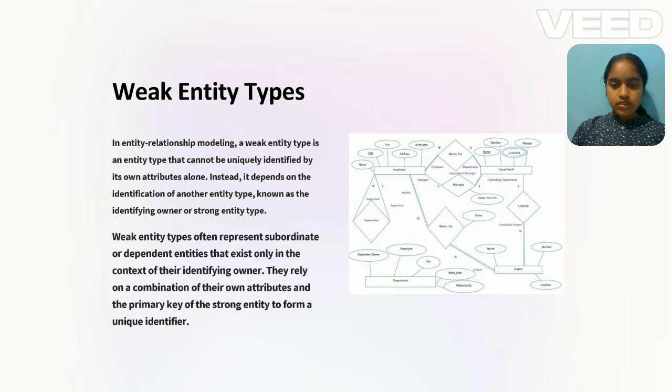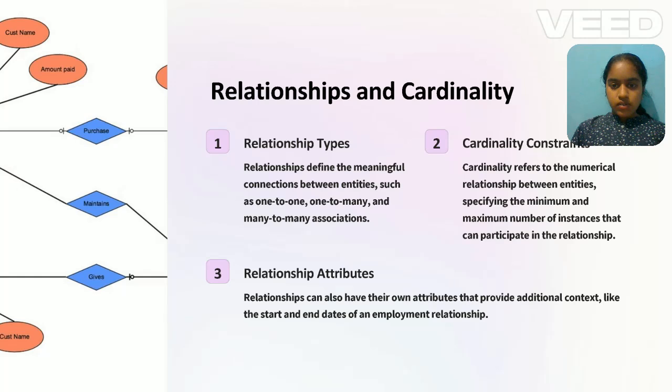Weak entity types. In entity relationship modeling, a weak entity type is an entity type that cannot be uniquely identified by its own attributes alone. Instead, it depends on the identification of another type, known as the identifying owner or strong entity type. Weak entity types often represent subordinate or dependent entities that exist only in the context of their identifying owner. They rely on a combination of their own attributes and the primary key of the strong entity to form a unique identifier.